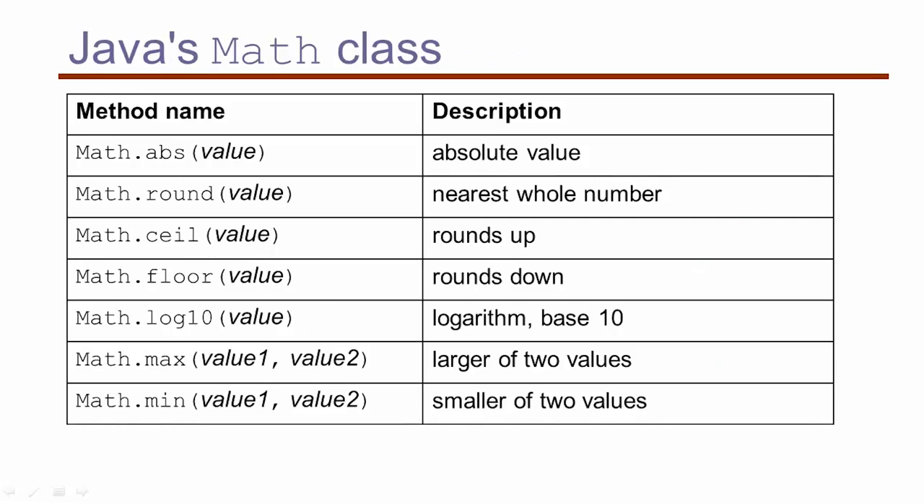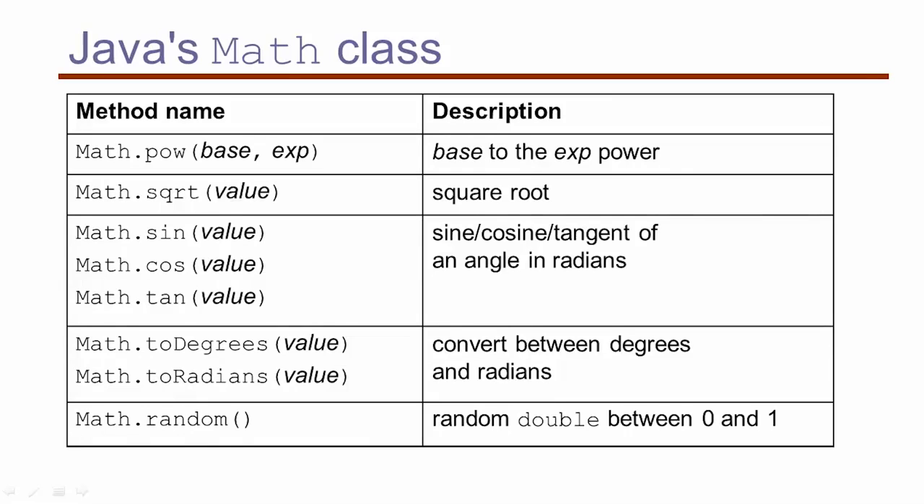Here are some of the more popular Math methods. We see we can compute the absolute value, we can round a value to the nearest whole number, we can round a number up or down, we can compute the logarithm of a number, and we can find the larger or smaller of two values. We can also compute the result of raising one value to the power of another. We can compute the square root and the standard trig functions sine, cosine, and tangent. Note that the trig functions expect the angle to be measured in radians rather than degrees. But luckily, there are methods that allow us to convert between degrees and radians.